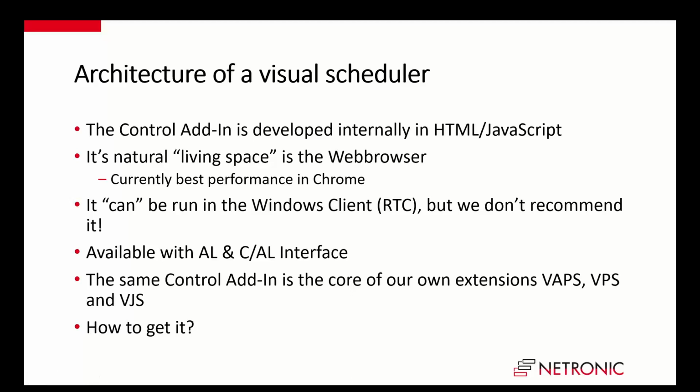So the extensions we are building, the VAPS, the VPS, and the VJS, have this control.in as our core in the lower end, and make use of it. Therefore, if you make use of this, you can more or less build the same kind of extensions that we have built. And then the question is how to get it.